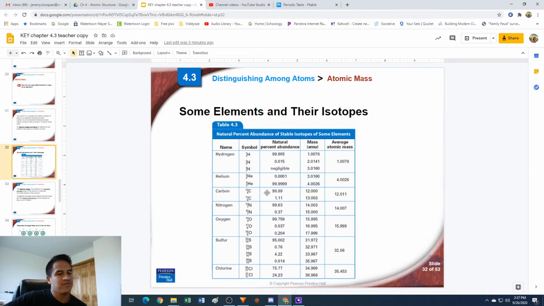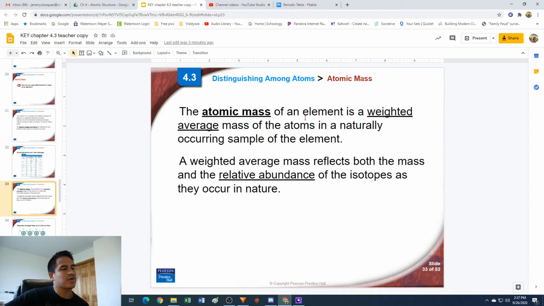So for carbon, if you went out and had a big pile of carbon atoms, 98.89% of them would be carbon-12 isotopes. Only 1.11% would be carbon-13, which means if you were to average these out, on average, the weight of one carbon atom is going to be much closer to 12 than it is to 13, because carbon-12 is much more commonly found. So it has a bigger impact on the average. Okay, it's what we call a weighted average. So the atomic mass is a weighted average of all of the isotopes that occur for that element.